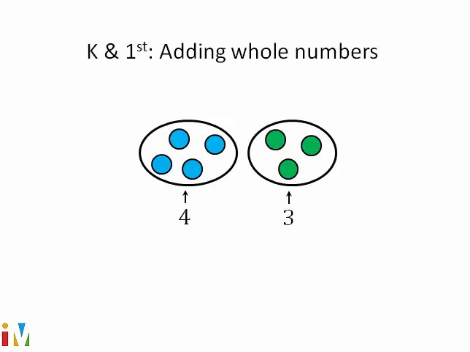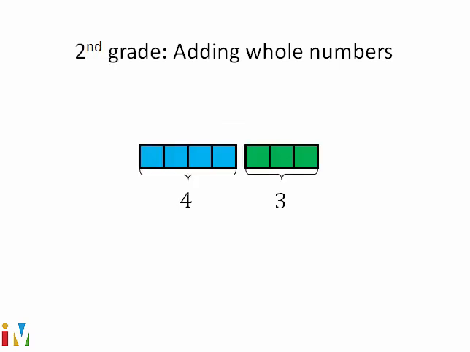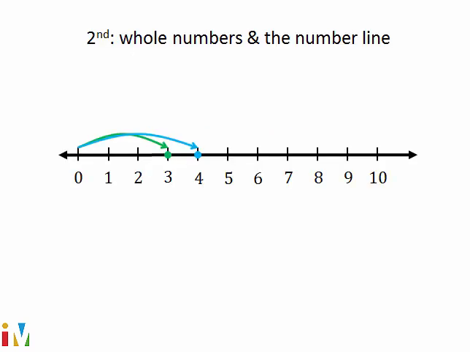In kindergarten and first grade, students represent numbers with sets of objects, and they represent addition by putting the sets together. In second grade, students relate numbers to links and represent addition by putting links together. Also in second grade, students use their understanding of length to represent numbers as points on the number line.